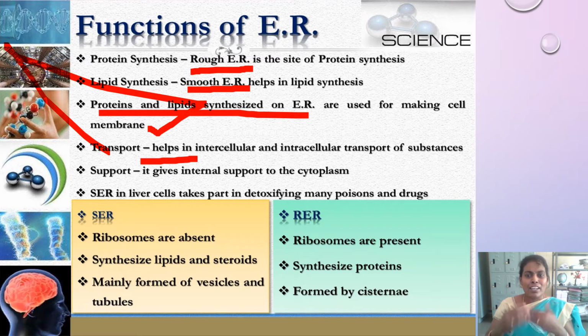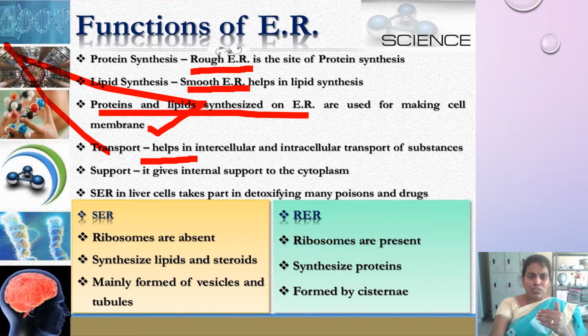They help in the transportation of substances from one cell to another cell, or inside the cell only, to all parts of the cell. That is called intercellular or intracellular. Intercellular, in between two cells. Intracellular, inside the cell only.